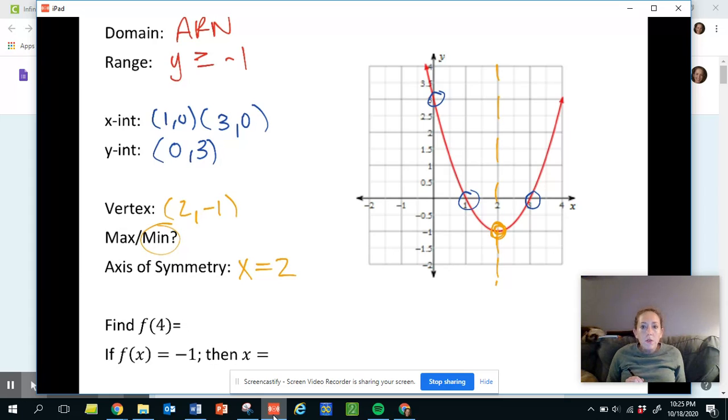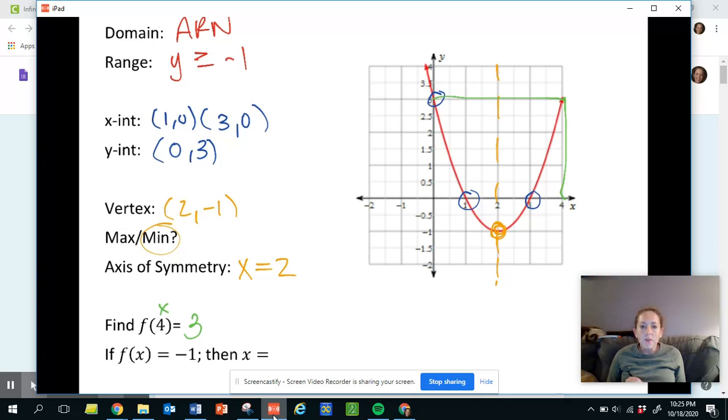So as far as function notation, find f of 4. So they've given me x. If you remember, when it's a number in parentheses, it is the x. So if I go where x is 4, I can see that y is 3.